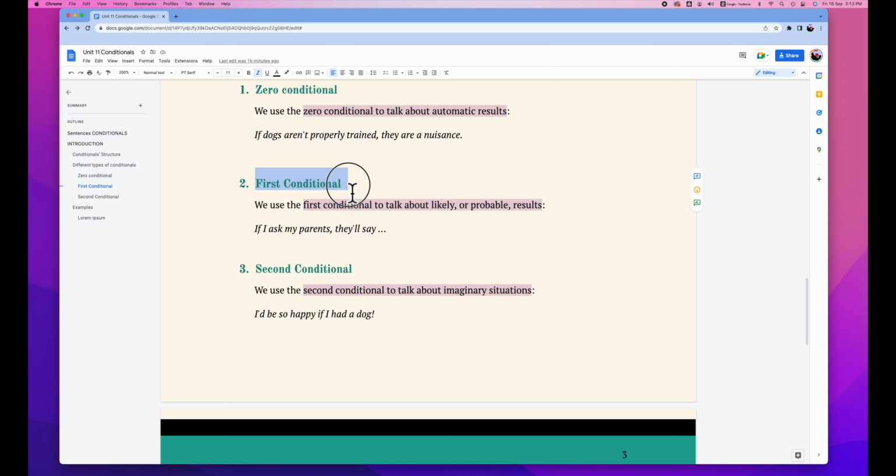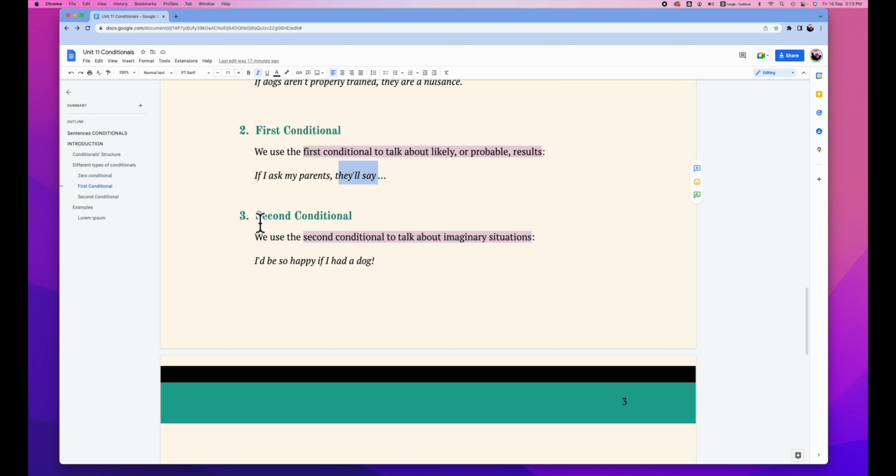First conditional. We use first conditional to talk about a likely, probable result that is less likely to happen, not 100% sure. First part, if A happens, if I ask my parents, B, they will say no. Then how about second conditional?